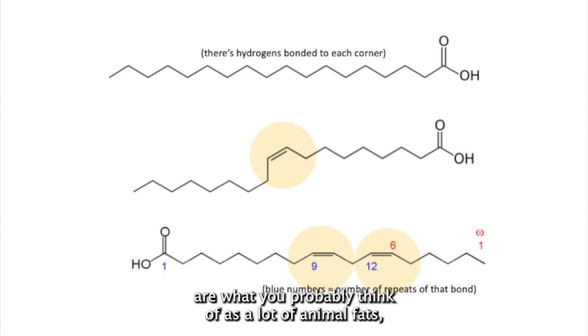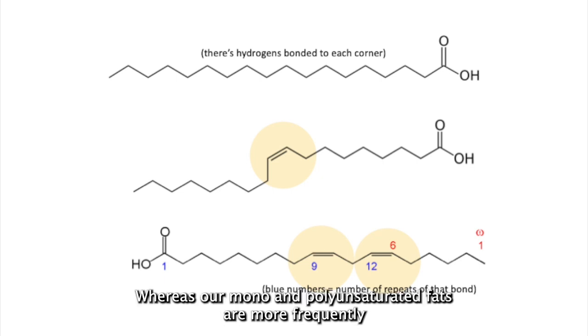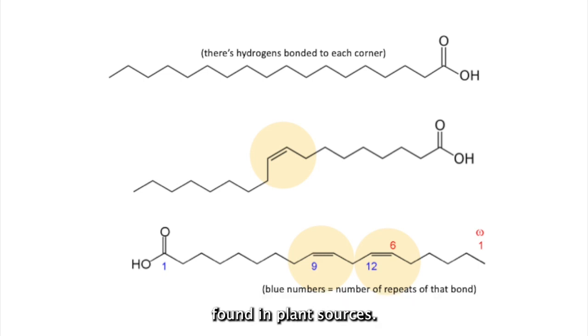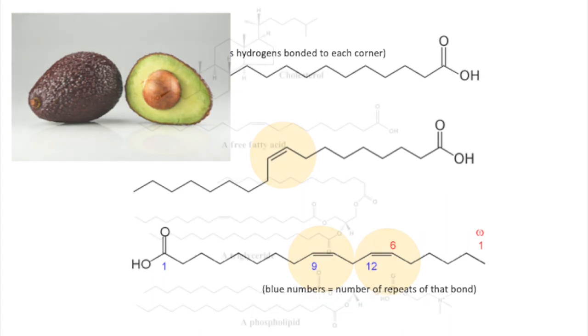Saturated fats are what you probably think of as a lot of animal fats, although it is certainly not exclusive to them. Whereas our mono and polyunsaturated fats are more frequently found in plant sources. This is what gives an avocado its creaminess and deliciousness.